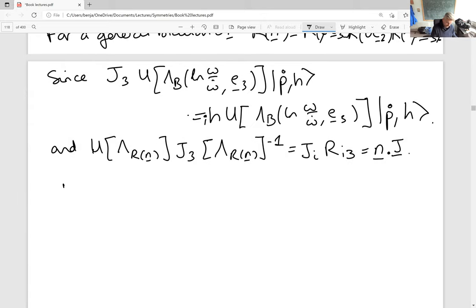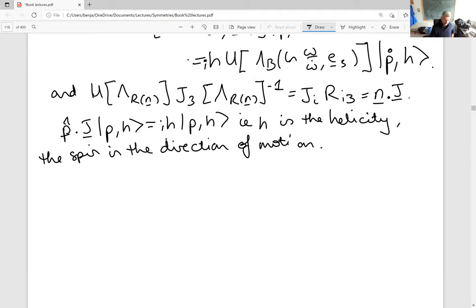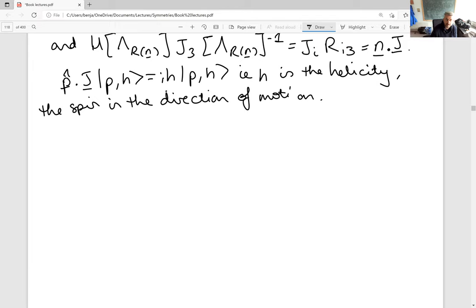So in fact, p̂·J acting on our general state gives us back helicity. So we can interpret h as the helicity. And of course, this is the spin in the direction of motion. Okay, so far we've only got one helicity state. That's quite different to the massive case where the helicity states vary between minus j and j in integer steps.